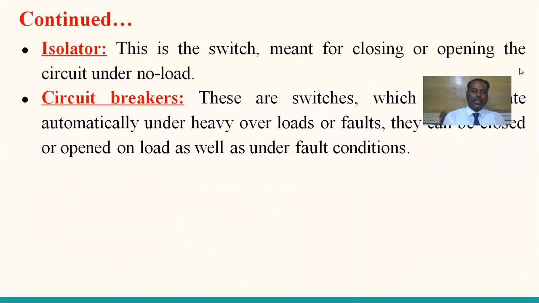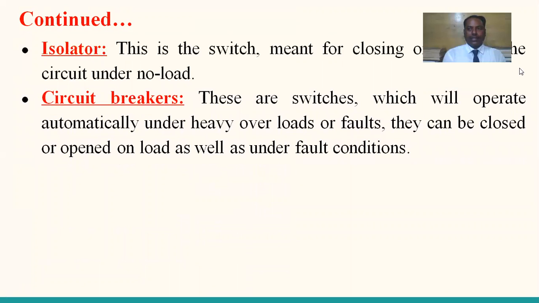Isolator and circuit breaker are the most important protective devices for the distribution system. These are switches. Circuit breakers are also switches, which will operate automatically under heavy overloads or faults. They can be closed or opened on load as well as under fault condition. So both are switches. But isolator operates under no load condition, but breaker operates under loaded condition as well as faulty condition.